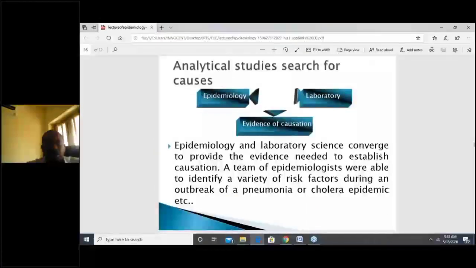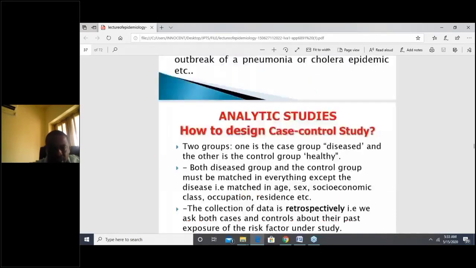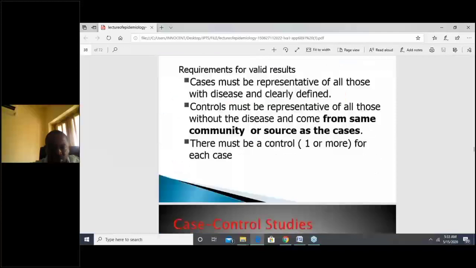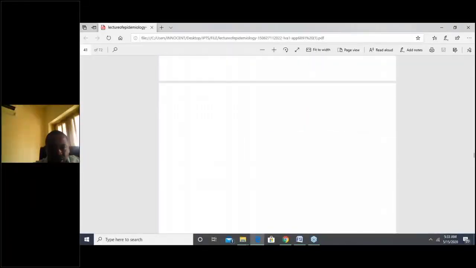Okay. So let's look at analytical studies. So there are descriptive studies, there are analytical studies. In analytical study, we are looking at what? Okay, we are searching for causes. So we are evaluating epidemiology and laboratory science. So they come together to provide evidence needed to establish what is causing it. Okay, so that's analytical study. These are just case control studies, but let's move to another important topic.